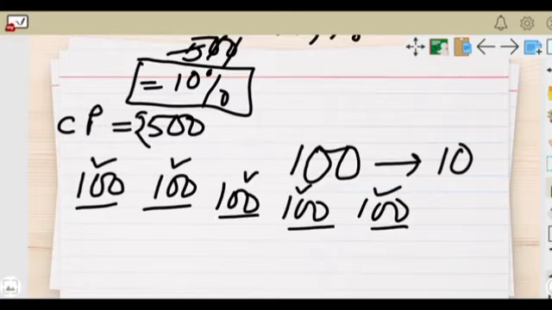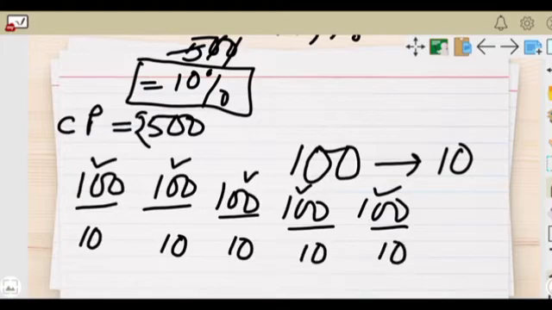For every 100, you are getting a profit of 10. So here you'll be getting 10 as a profit, again 10, again 10, again 10, and again 10. So 10 plus 10 plus 10 plus 10 plus 10. How much are you getting now? 50. Okay, I hope you are clear with the concept of profit percent.